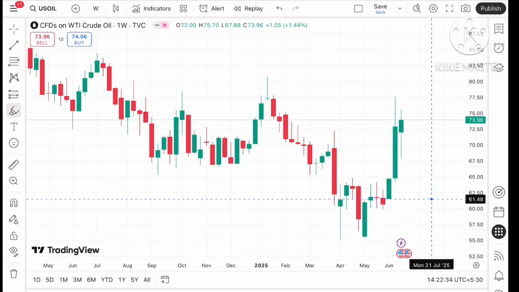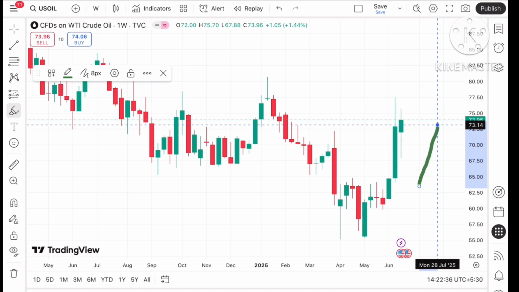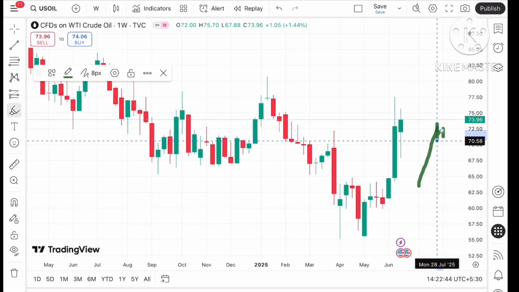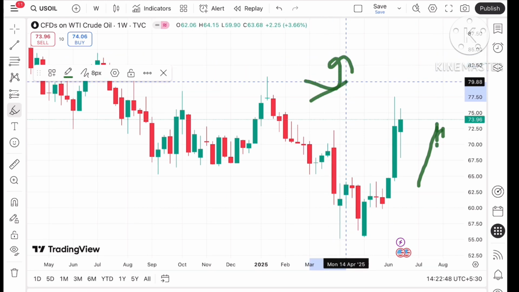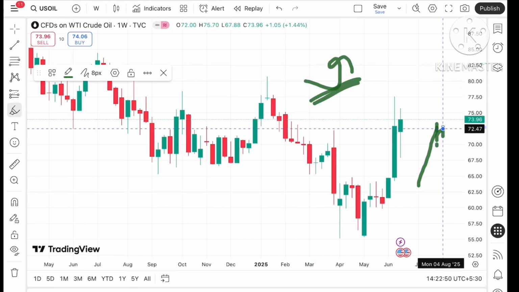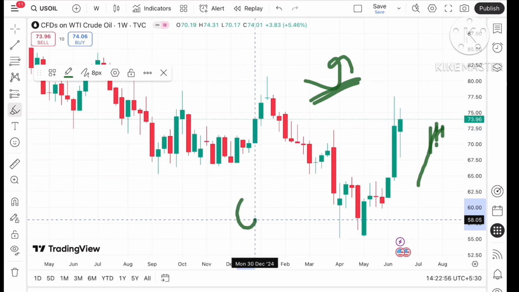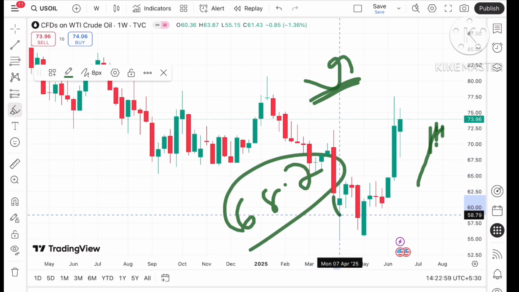Again I repeat, if the price starts falling below this particular level, we can see a level of 73.14, to a level of 72.27, and then to a level of 71.32, and then to a level of 70.58, then to a level of 70.11. These are the levels where we can see a bounce back can come. But if that doesn't come, these are the supports we can see. And if the price falls below that particular level, we can see the price can touch a level of 68.7, and then a further low we can see.